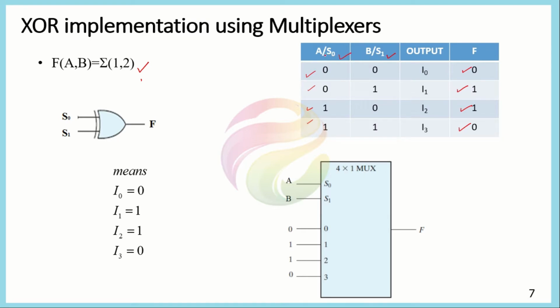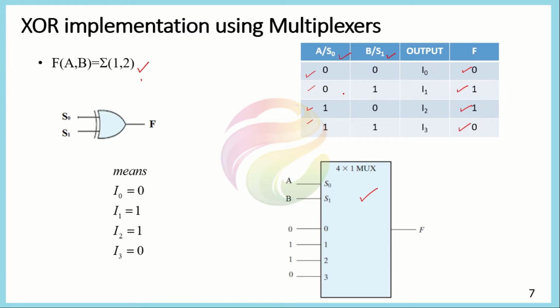So we connect this A to the S0 and B to the S1 bit. What we are doing here is generating these 4 combinations of the min terms. If you consider a 4 cross 1 multiplexer like this one, for the value of S0 and S1 both equal to 0, the first combination, we are connecting the input I0 to the output.